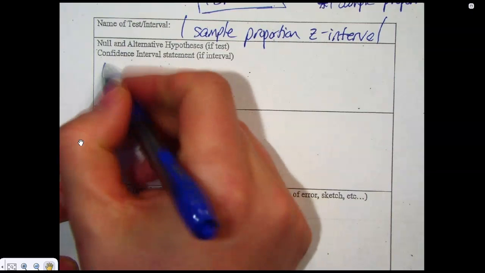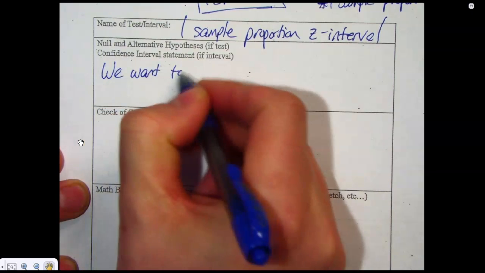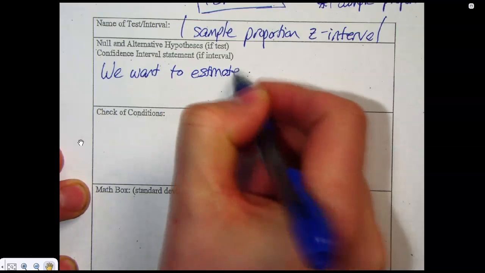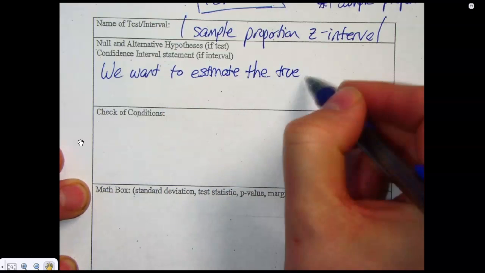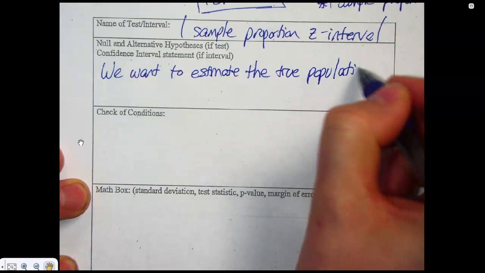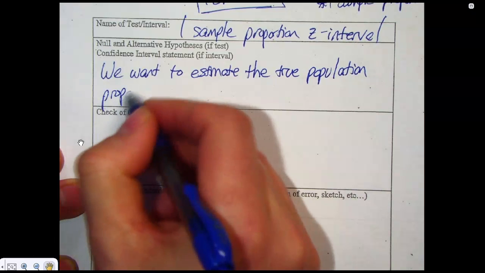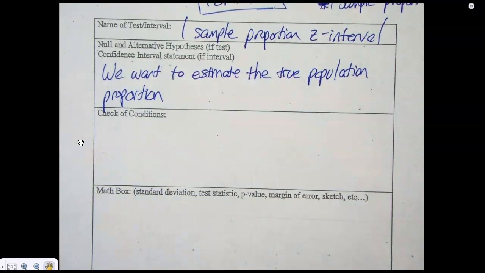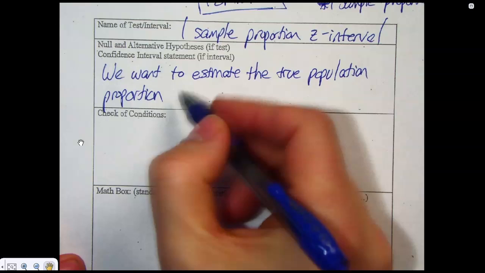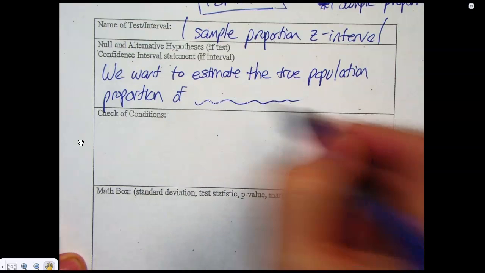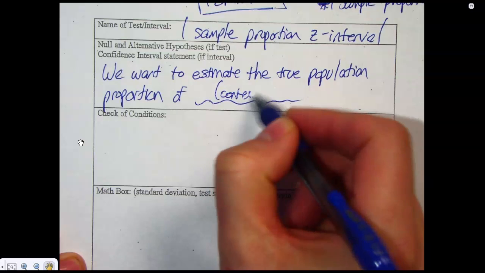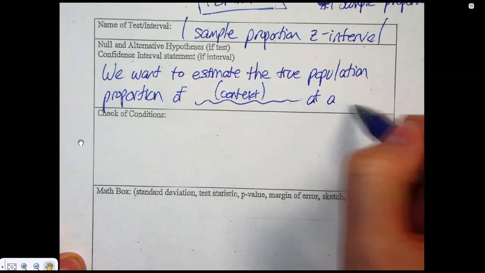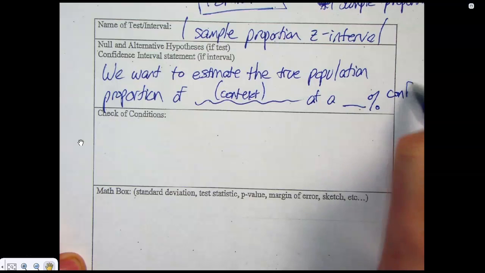Okay, so you would say we want to estimate the true population proportion. I don't think I wrote the word population in my last example. You don't have to, but I think it's helpful because it really reminds you, okay, we're after information about the population of blah blah blah. So you put context in this spot at a blank percent confidence level.